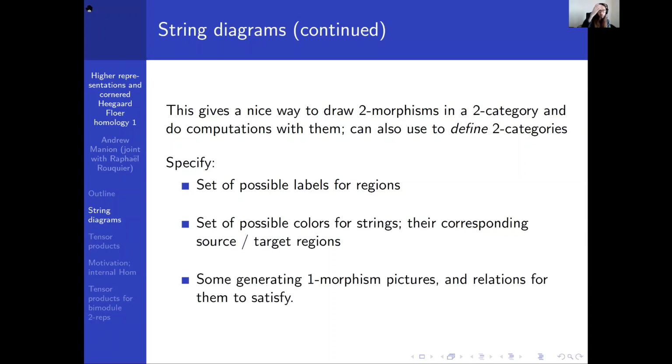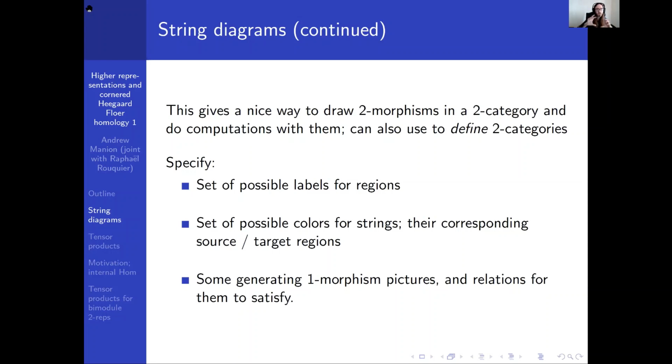And then, again, I guess there's several typos. I tried to proofread this last night. I mean some generating two morphism pictures, not one morphism pictures. So once I have my colors of strings, that's one morphisms.